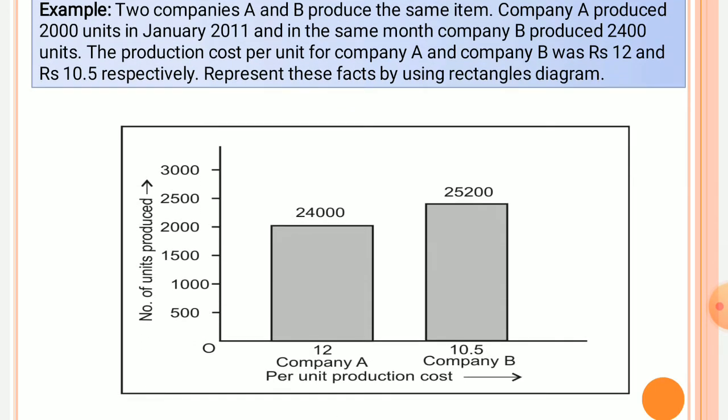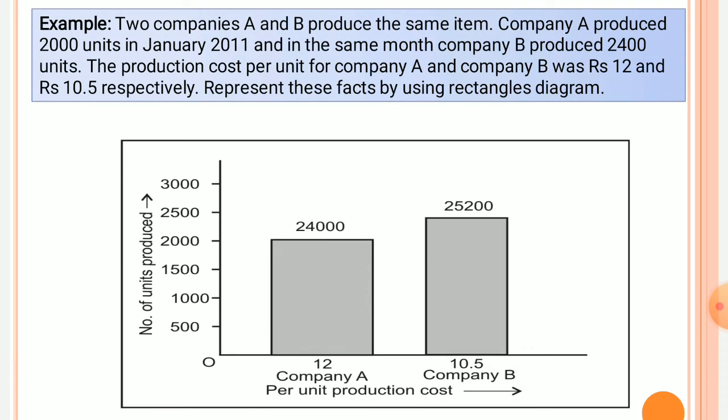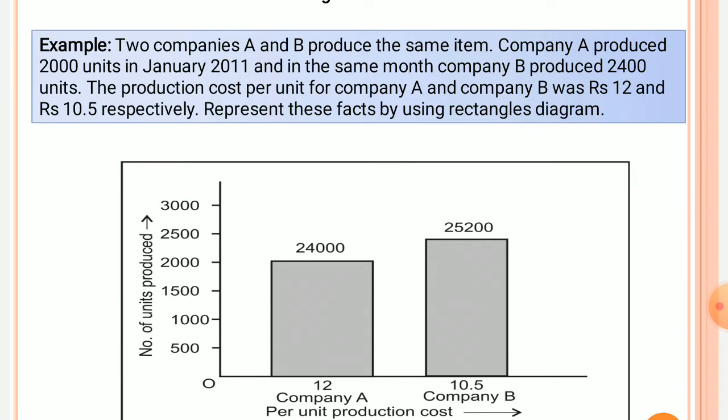Here a suitable scale should be taken into account, and company A and company B should be shown on the x-axis, and on the left side the number of units produced should be shown, that is, on the vertical line OY.